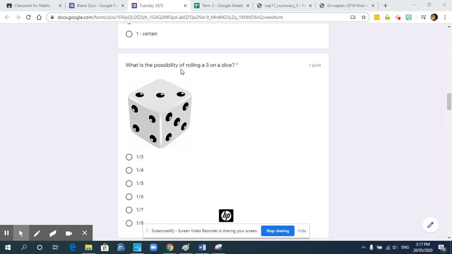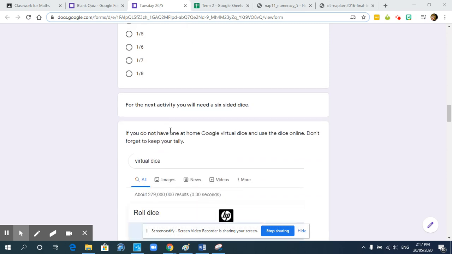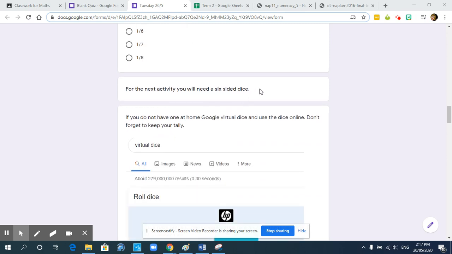What is the probability of rolling a 3 on a dice? Is it 1/3, 1/4, 1/5, 1/6, 1/7, or 1/8? What is the probability as a fraction? For the next activity, you will need a 6-sided dice. So go and grab one out of one of the games that you have at home to do this activity. If you do not have a 6-sided dice at home, you can Google virtual dice. And when you Google virtual dice, there's an image there that shows you what it looks like.